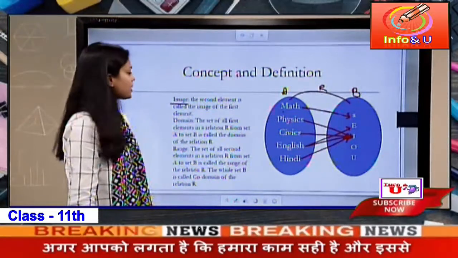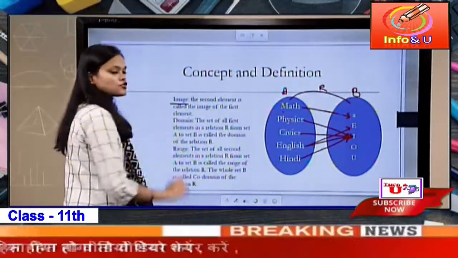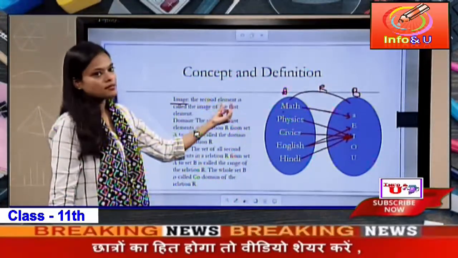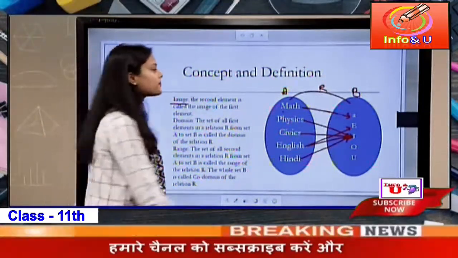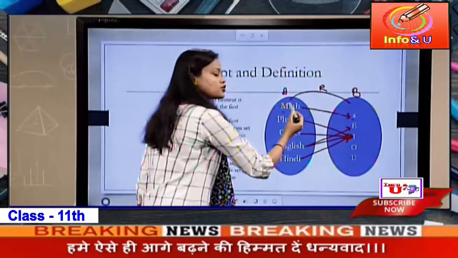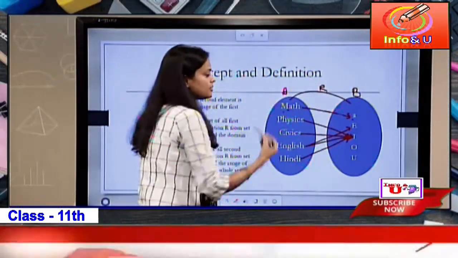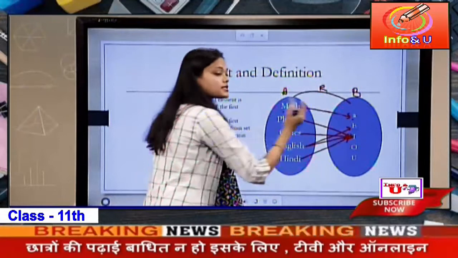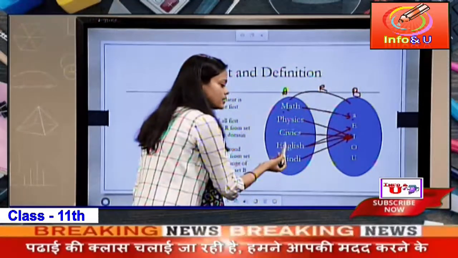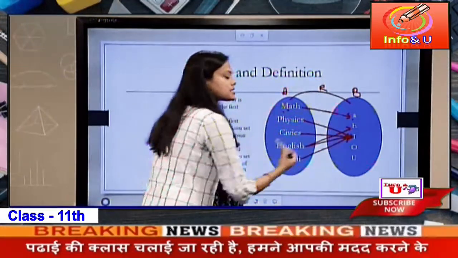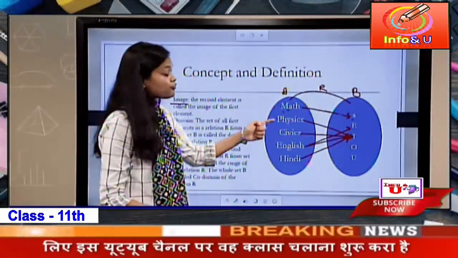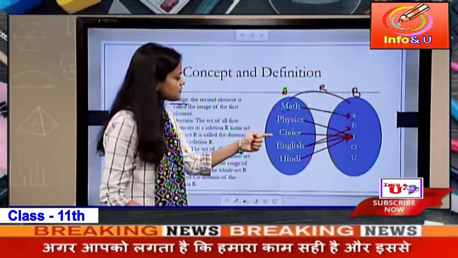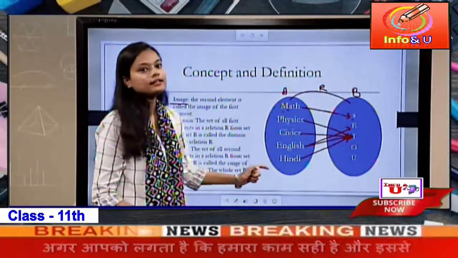Okay? Now, image. The second element is called the image of the first element. That means A is an image of math, that is the first element. E is the image of English. I is the image of how many elements? 3 elements, 4 elements. Physics, civics, English and Hindi.